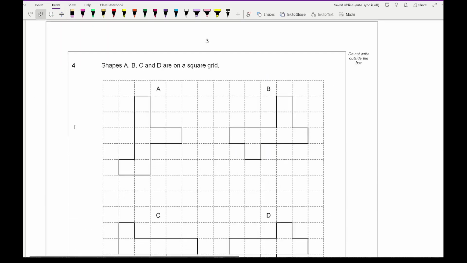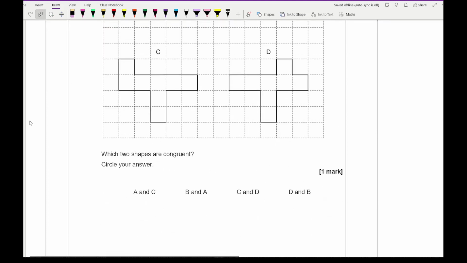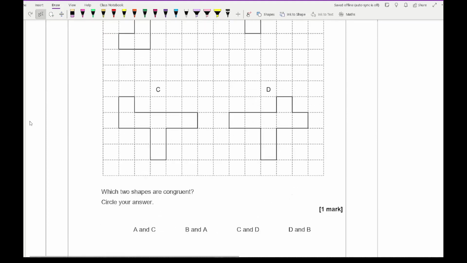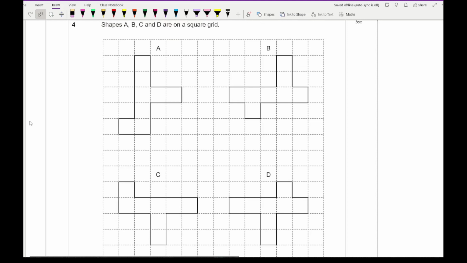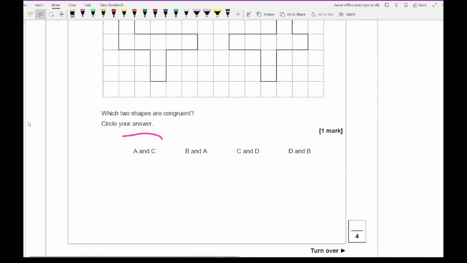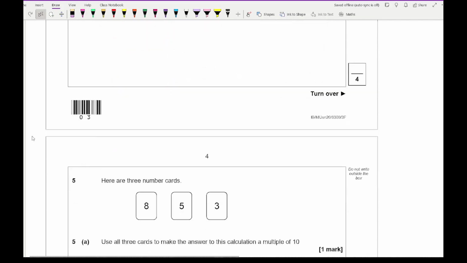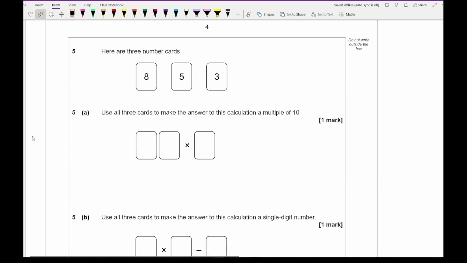our third option is the correct answer. Question 4, it says shapes A, B, C and D are on a square grid, and the question is asking us to circle which shapes are congruent. Now congruent basically means which shapes are identically the same, in which the correct answer you should have is A and C. For question 5a, it says here are 3 cards.